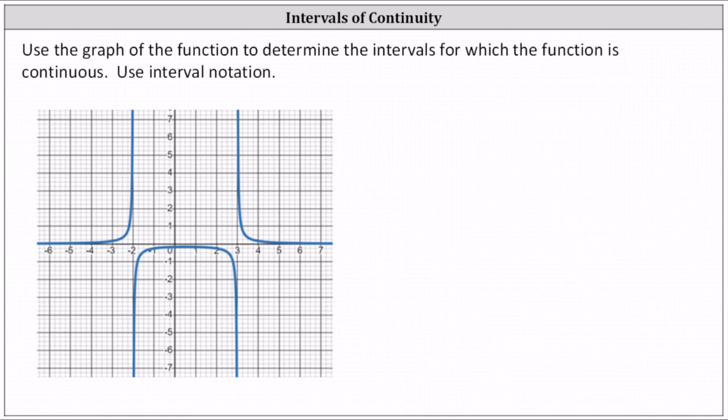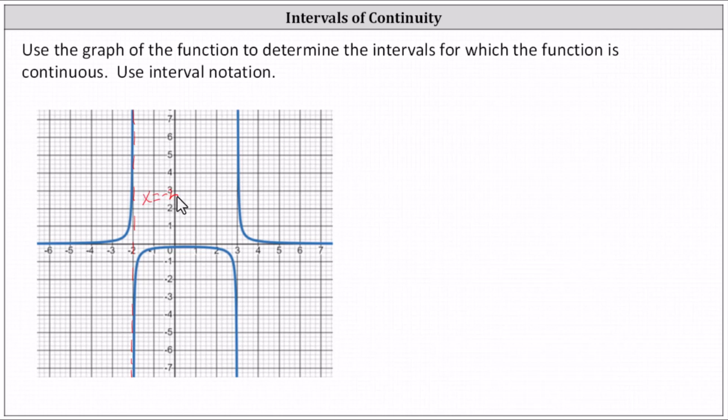notice we have two breaks in the graph. We have a break at x equals -2 and x equals +3, and at these breaks, we have vertical asymptotes. We have a vertical asymptote at x equals -2, where the graph approaches this vertical line but never crosses it.